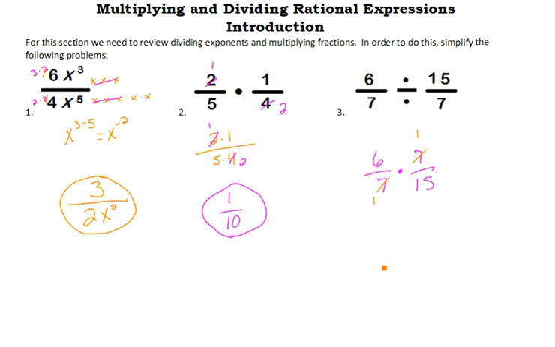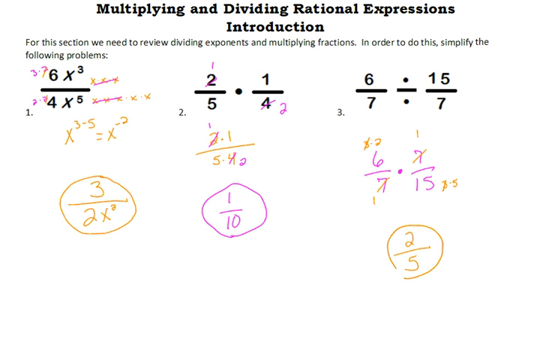7's cancel into 1's. There is a 3 in each one of these. So if we can't see that, you can go ahead and rewrite this as 3 times 2. This is 3 times 5. And realize that our 3's cancel. So what's left over? We have a 2 times 1 in the numerator, and we have a 1 times 5 in the denominator.